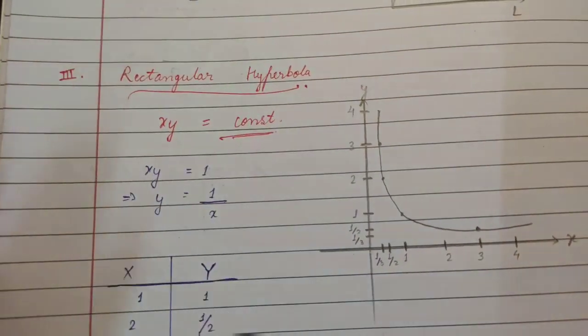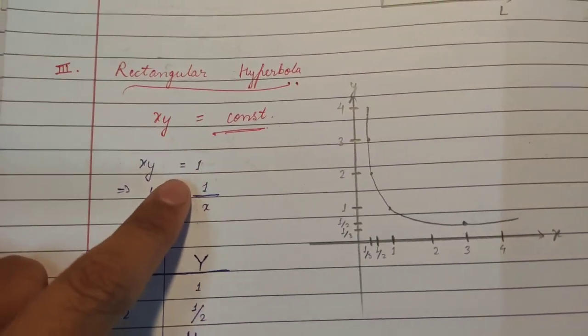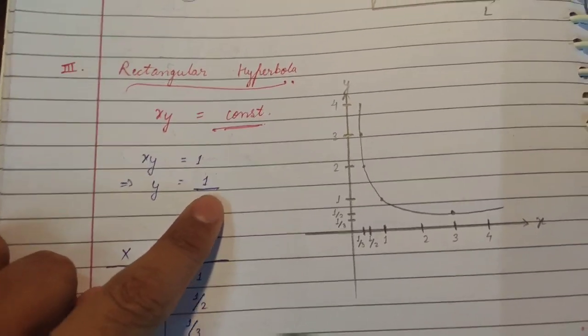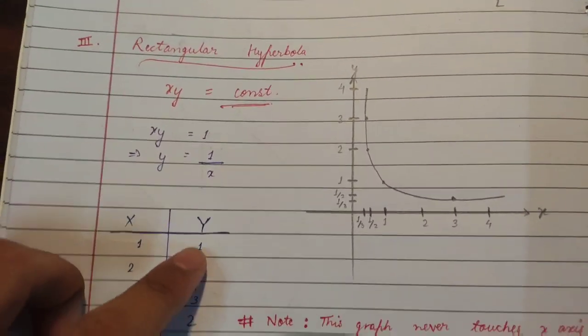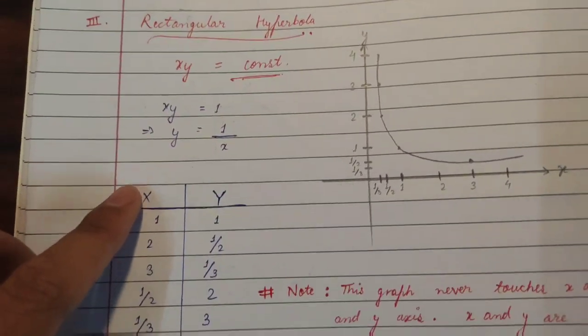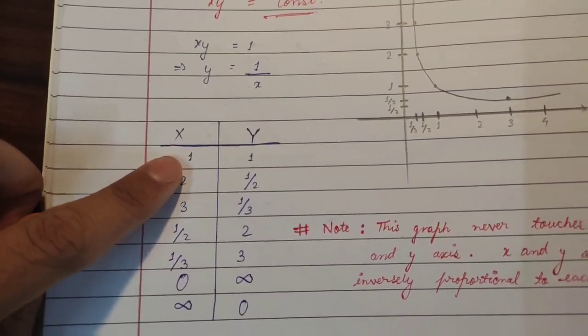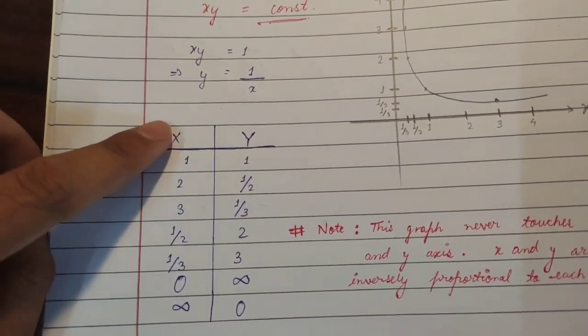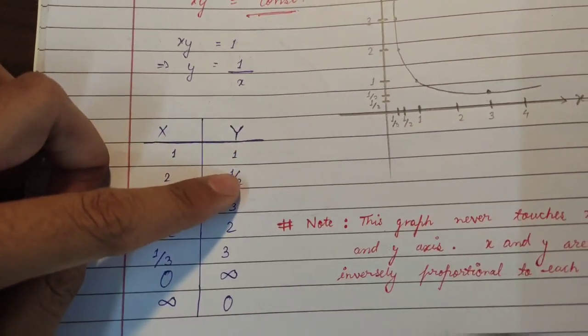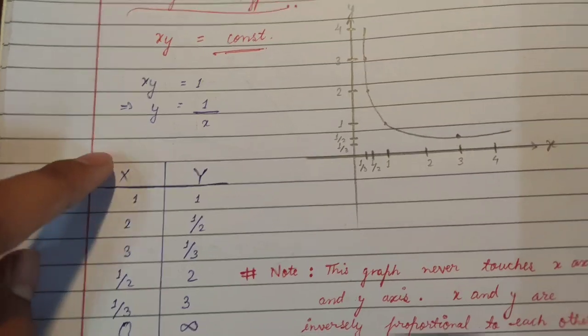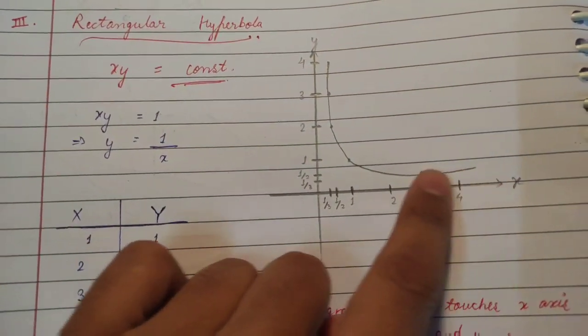Now in this case we are taking the constant as 1, so y will be inversely proportional to x. So now we will put the values in a table and then plot the graph. For example, when x is equal to 1, then y will also be 1. When x is 2, then y will be 1/2, and similarly it goes on. So the graph will be like this curved one.